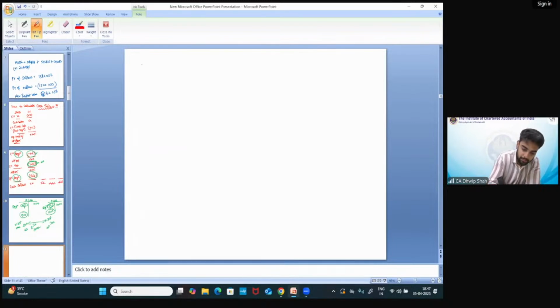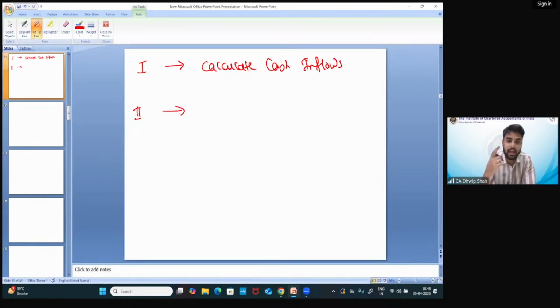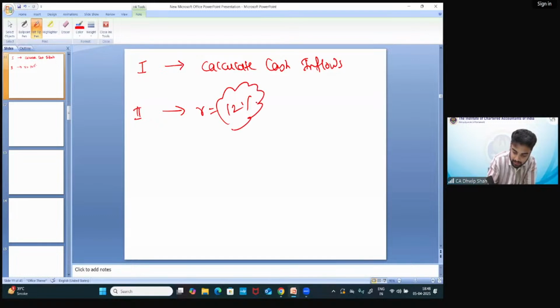So the first step in capital budgeting is to learn how to calculate cash inflows. Now the second step: in my illustration, I directly gave you the rate of interest, which was 12%. But how do we calculate this 12%? That is the next topic that we will learn, and in this, your doubt will get cleared.